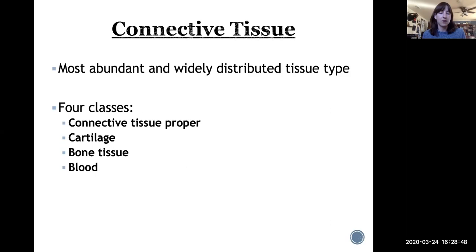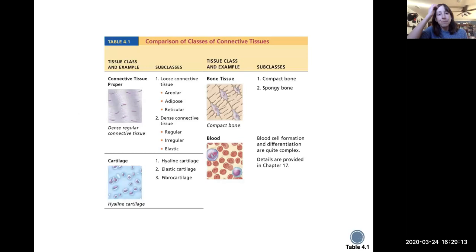And then blood, believe it or not, is a type of connective tissue. It is free-flowing cells in an extracellular matrix, right? It's red blood cells and white blood cells floating around in a blood plasma. So we've got a few different types for each one of these, okay? For connective tissue proper, we have 2 major subclasses: loose connective tissue and dense connective tissue. Loose connective tissue has 3 different types, and dense connective tissue has 3 different types.